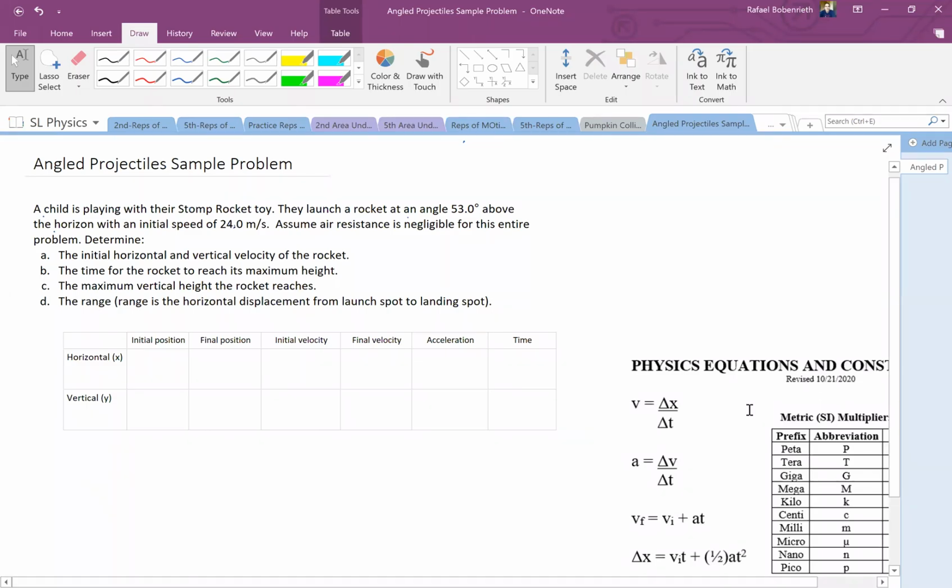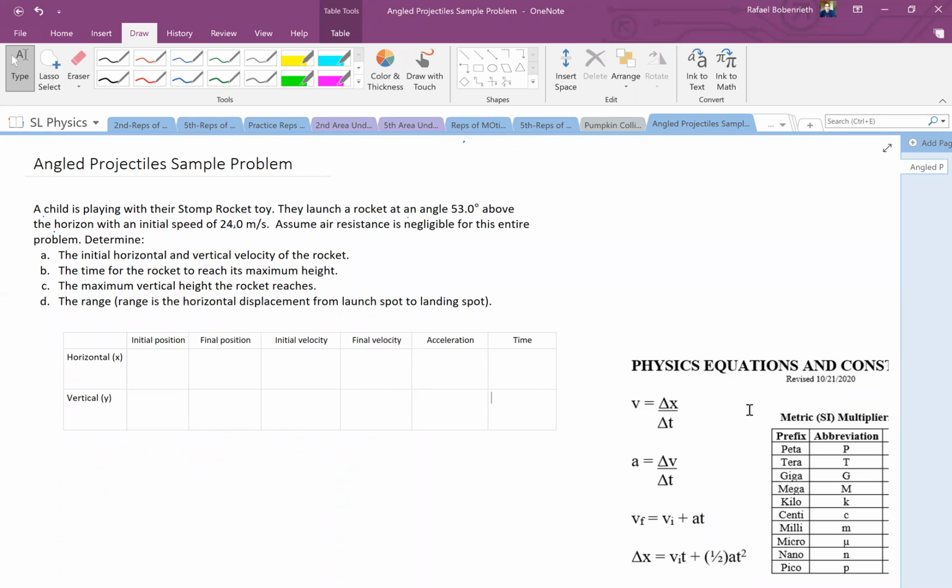Students, hi, this is Mr. Bob, and in this video, I'm going to walk through a sample angled projectiles problem, and show you the different ways of solving different aspects that you can typically see in a problem like this. I would urge you to pause this video at each part and see if you can work out the problem on your own, and then continue watching and see my method.